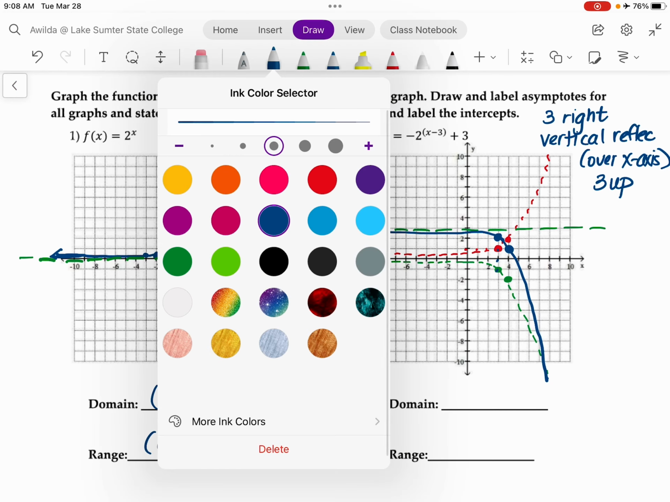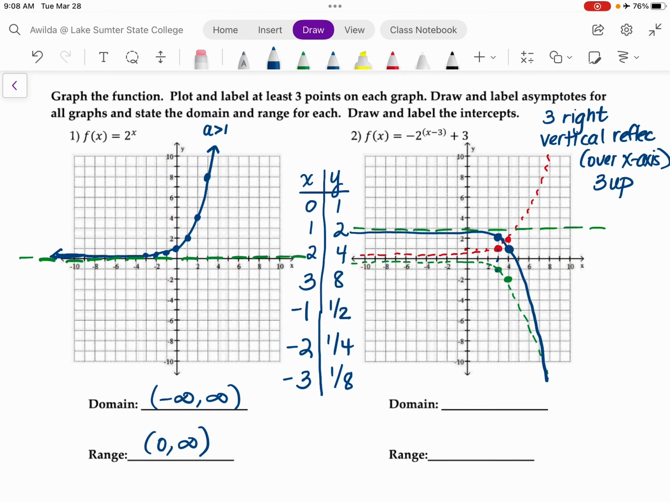For the domain, I see that we still have all of the real number line. There's still no restriction on x. The range is different though. We see that there is a horizontal asymptote at y equals 3. So the range will go from negative infinity, because there's no lowest y value, up to but not including 3 for y.